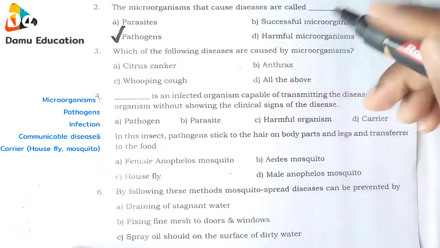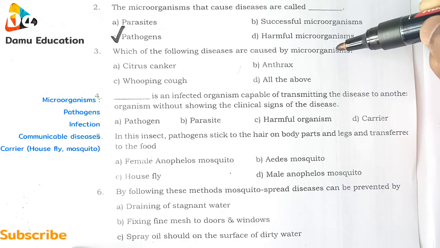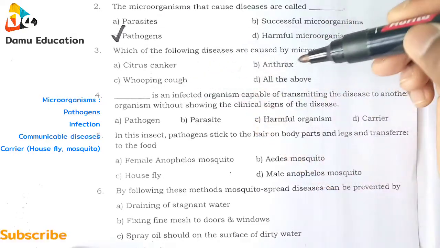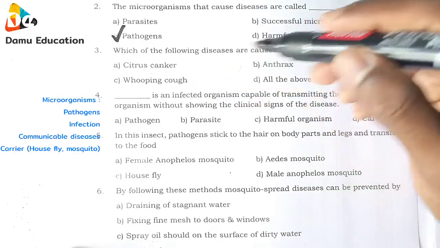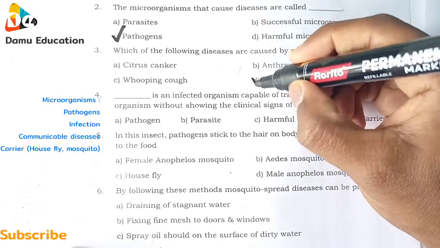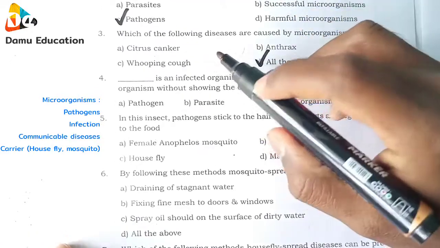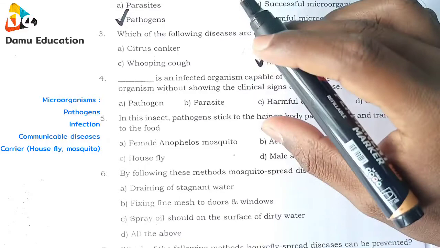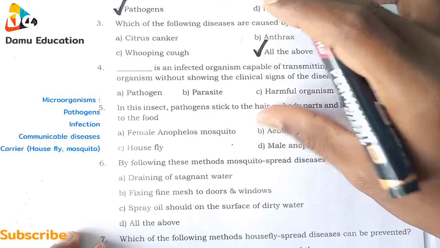Next, third one, which of the following diseases are caused by microorganisms? Citrus canker, anthrax, whooping cough, and all the above. So all the above is the answer. So all are caused by microorganisms. Citrus canker affects lemon and the lemon family trees, and anthrax and whooping cough affect human beings.